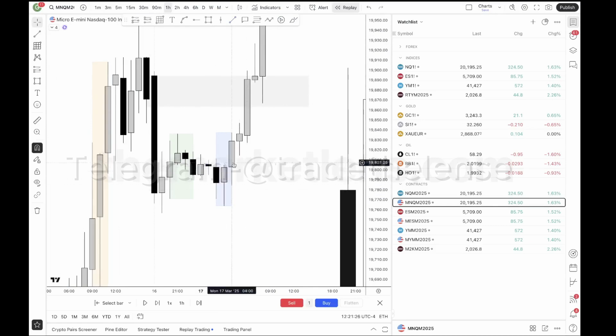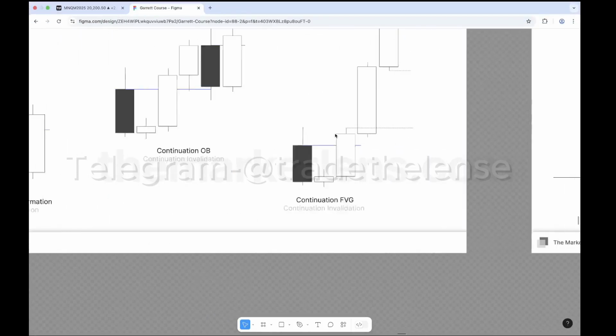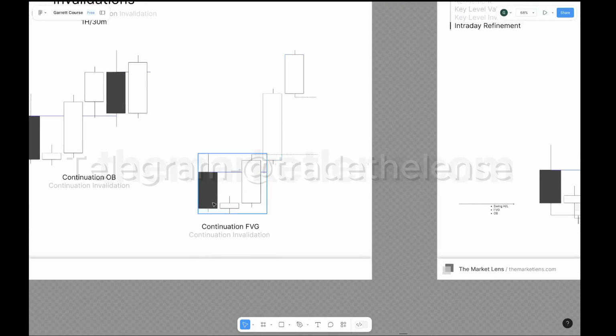But price already expanded away from that. So what you're seeing here is exactly this. You have the initial reversal, but price expands away from it. So if you need to continue, what are some signatures in price that we need to see, right? We don't want to see deep retracements on our way to the draw on liquidity.